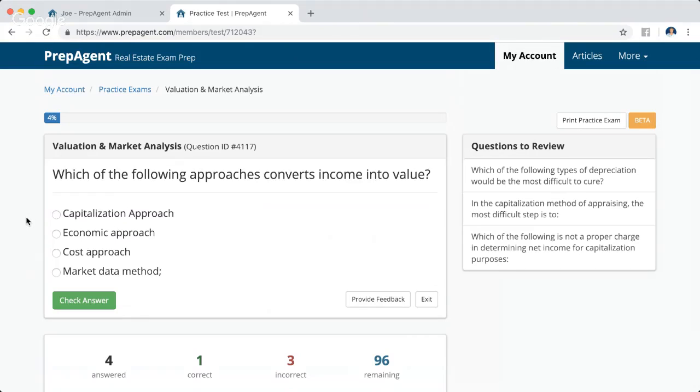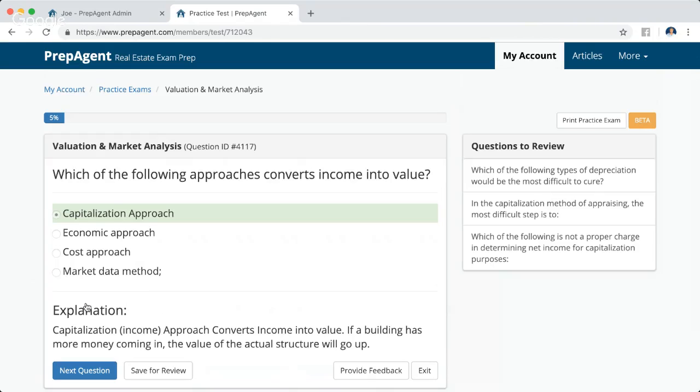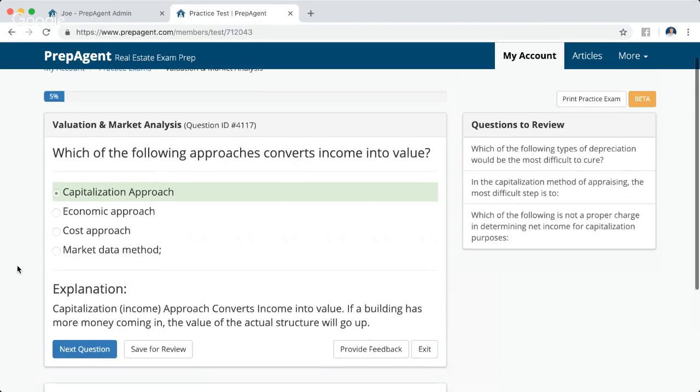Okay, we went over this before. Which of the following approaches converts income into value? A, capitalization approach, B, economic approach, C, cost approach, or D, market data approach? A, capitalization approach.